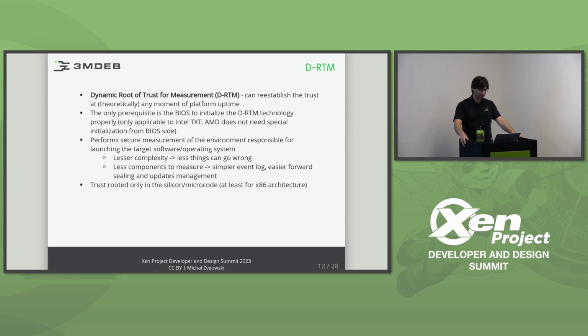DRTM gives this possibility to perform another reset, a dynamic one, and re-establish our trust right before we boot, for example, the operating system. So it gives us another starting point for the root of trust and even lesser complexity. And this lesser complexity means fewer things that can go wrong. Also, with fewer components to measure, we have a much simpler event log, and it is much more human readable and easier to use, for example, for forward sealing and software updates.